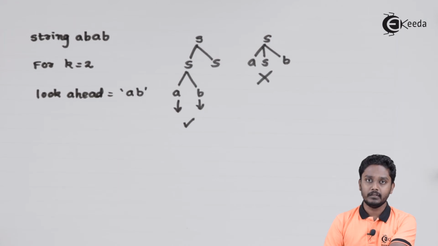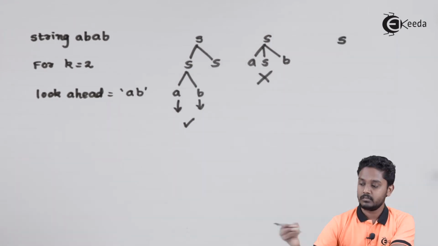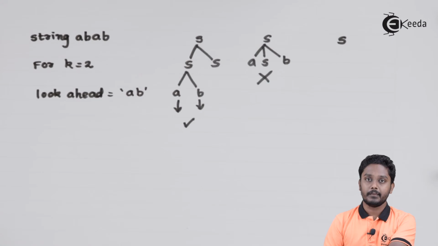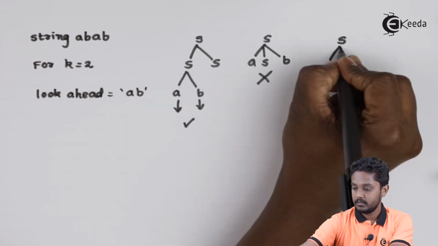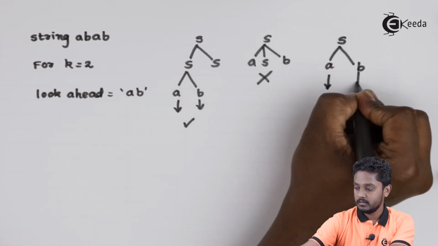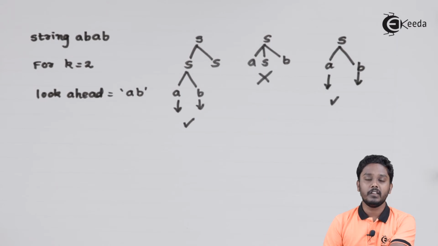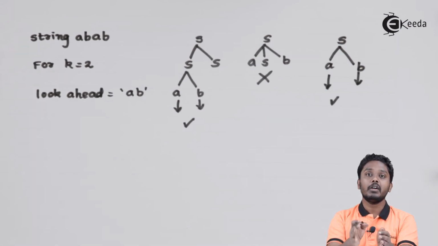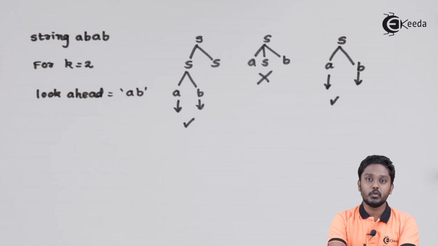Let's see the third one. S produces AB. You can see that this production is also useful. Now you cannot decide between using the first production or the third production using just two symbols.